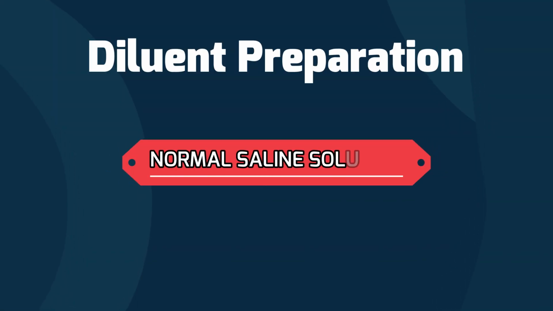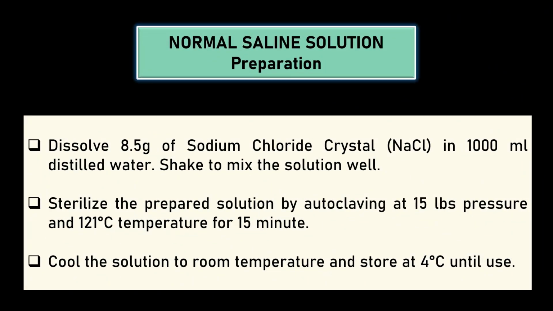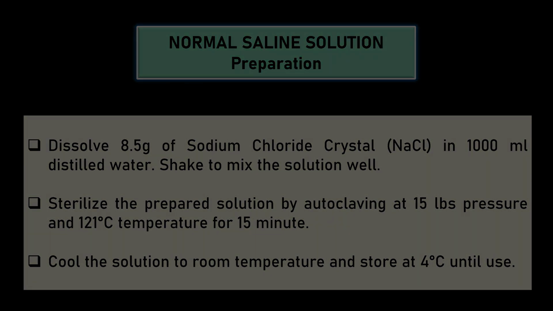Now, we will prepare the diluent normal saline. To prepare normal saline solution, dissolve 8.5 g sodium chloride crystal in 1000 ml distilled water. Mix the solution properly by shaking. Sterilize the solution by autoclaving it at 121 degrees Celsius and 15 pounds pressure for 15 minutes. Cool the solution to room temperature and store at 4 degrees Celsius until use.